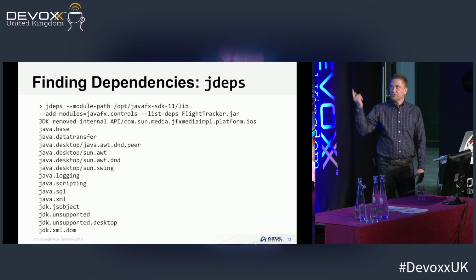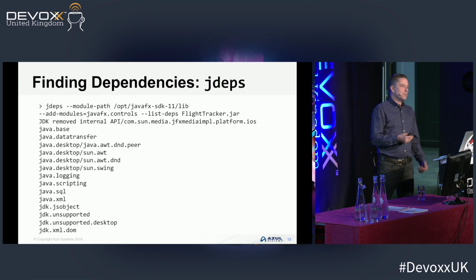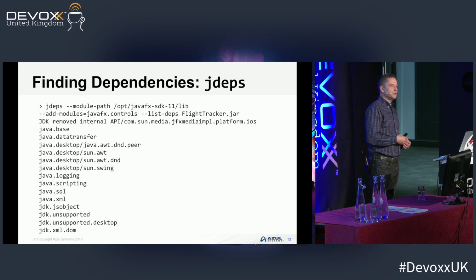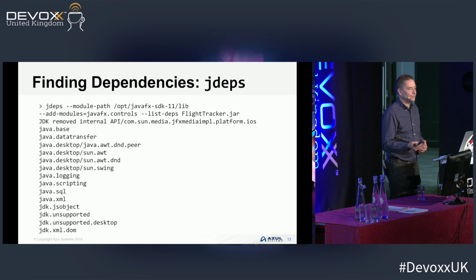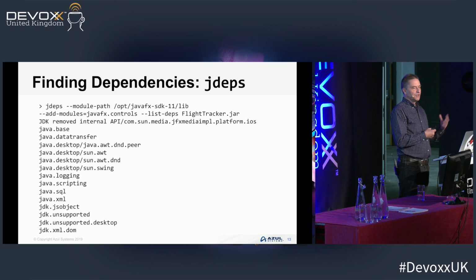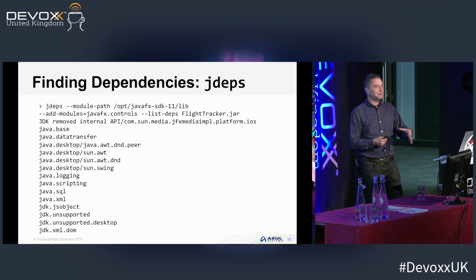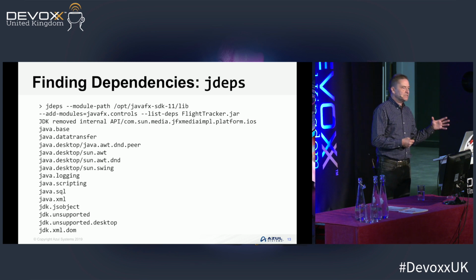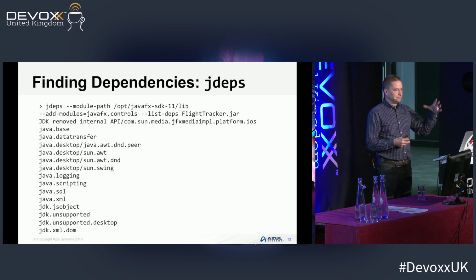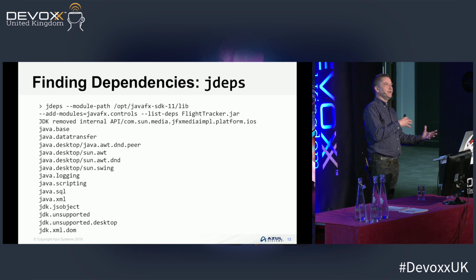In this case, what I've got is a simple example where I've said, OK, I want to find out the dependencies of a particular jar file that I have, which is called flight tracker. I'm going to give it the module path as to where to find the modules. And I'm going to say that the modules that I want to add are this particular thing. And then what I'll get is an output about the various things that I've been using.